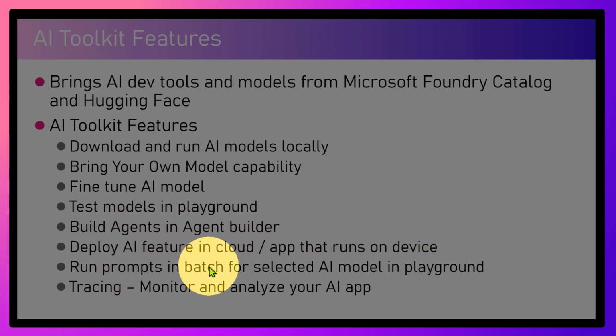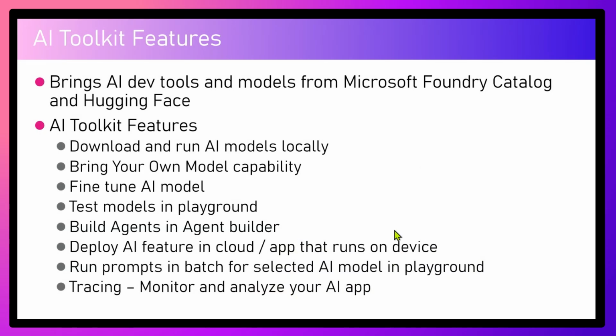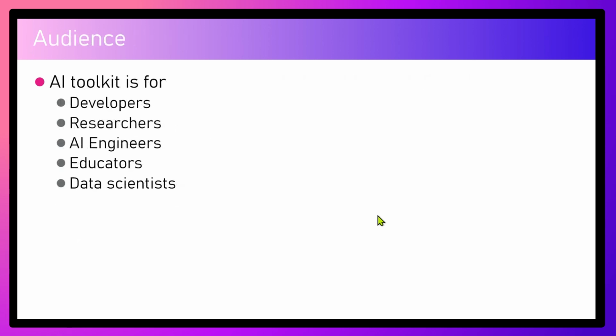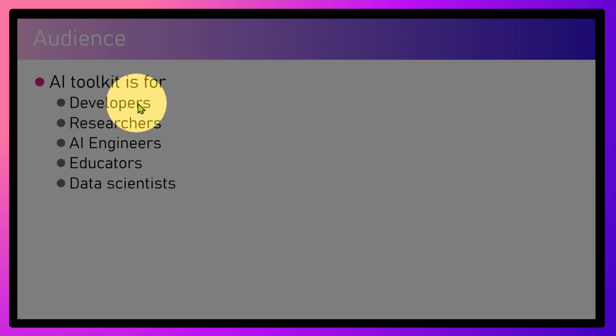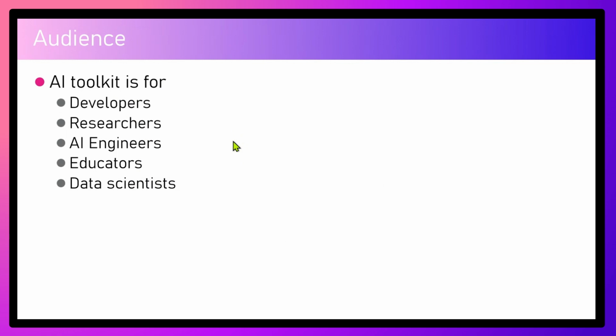You can run the prompts in batch, as I mentioned to you previously, after selecting the AI models in the playground. And from an observability perspective, you can perform tracing. You can monitor and analyze your AI app. AI Toolkit is not only for developers, it is for the researchers, the AI engineers, the educators, and the data scientists as well. So this is a kind of universal toolkit for building AI solutions, AI apps.